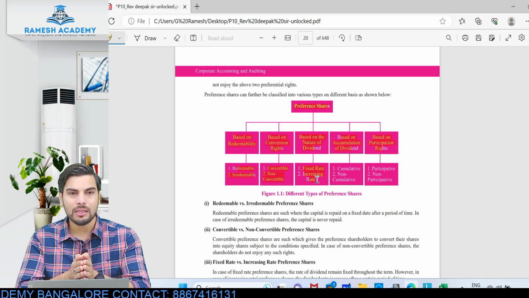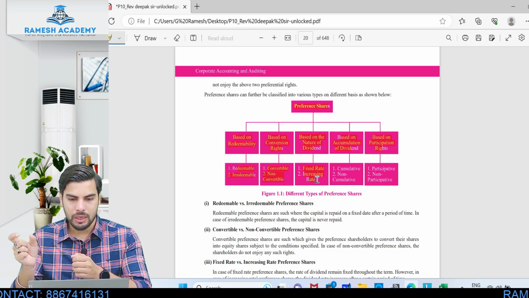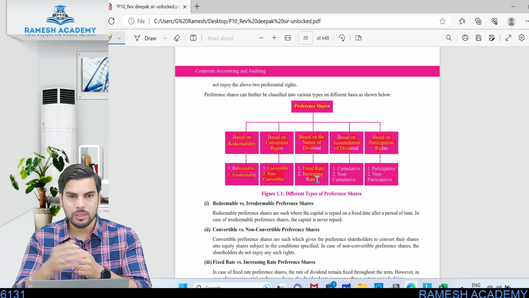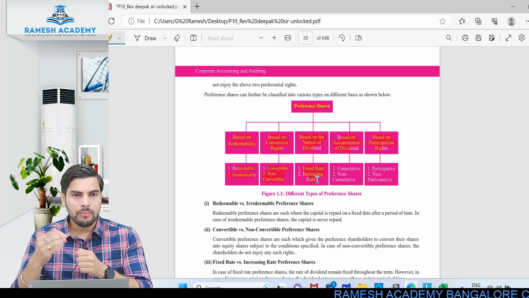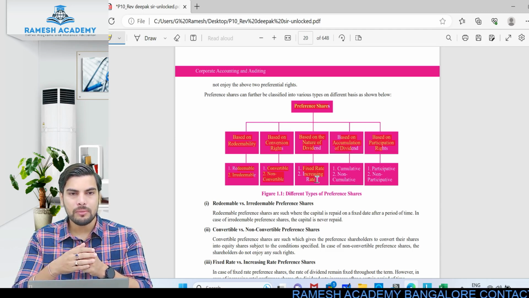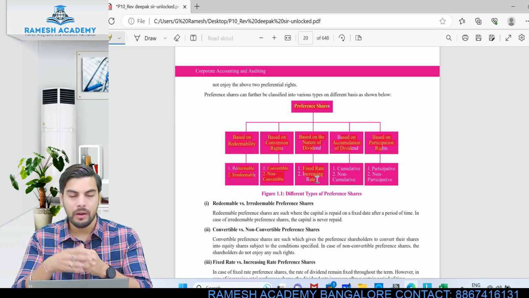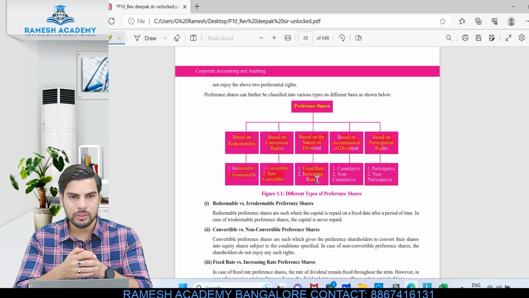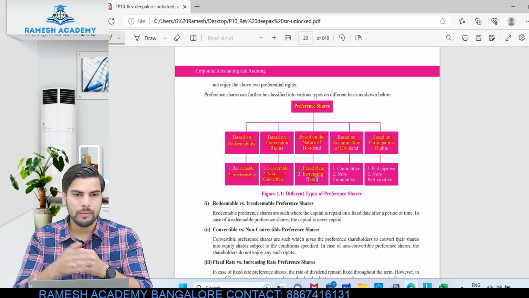These rates are nothing but the rate of dividend which the company is supposed to pay to these particular preference shareholders. Clear? Fixed rate preference shares get a fixed rate of dividend irrespective of the profit made by the company. Now what about increasing rate dividend? The dividend they receive in the subsequent year will always be greater than the dividend received in the current year. If I have already paid 10% dividend this year, next year I cannot pay 9% or 7%. The dividend I pay next year should always be higher than the dividend paid in the current year.